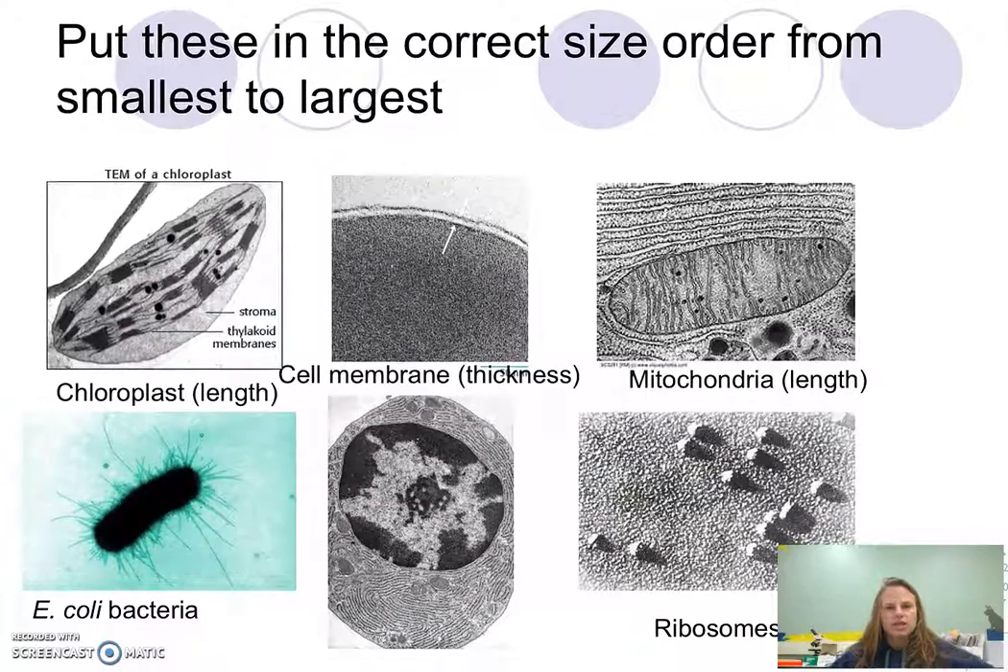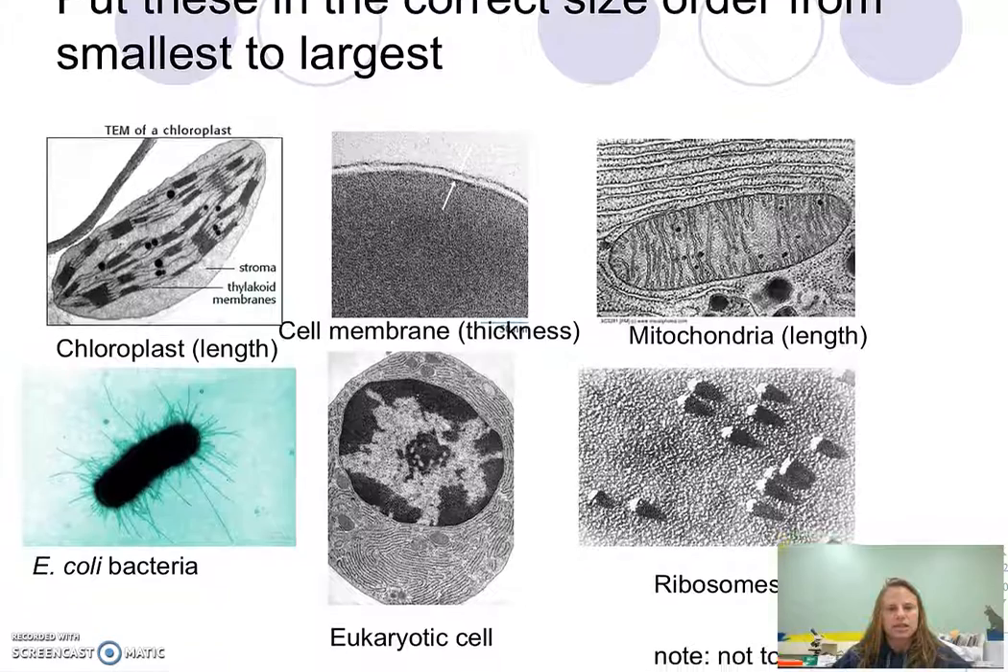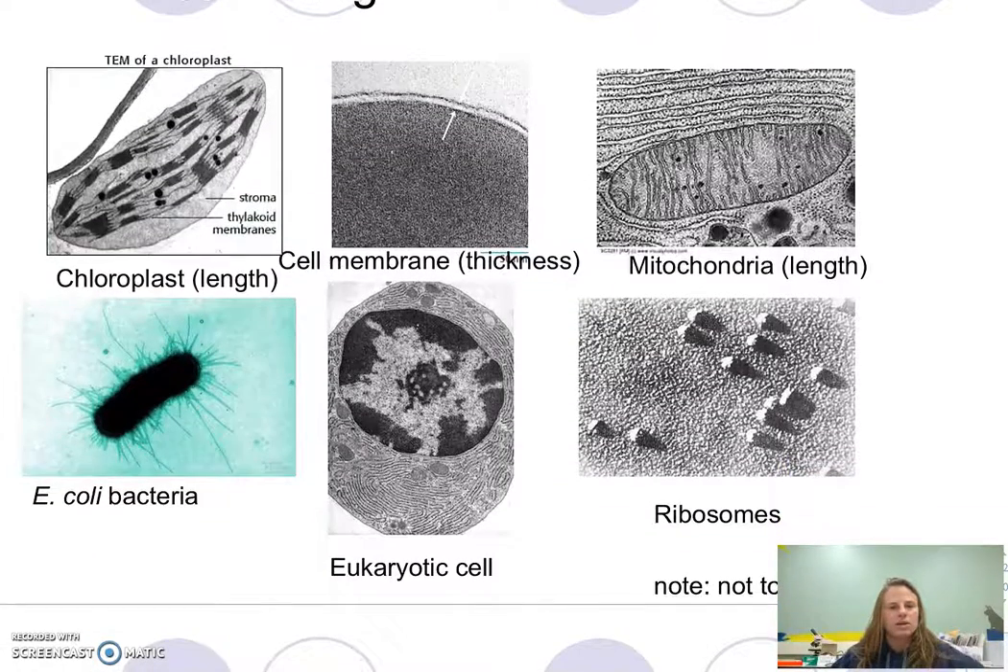The structure of a peroxisome includes just a single membrane. I would like for you guys to try and put these in correct size order. So we've got the length of the chloroplast, the thickness of the cell membrane, the length of the mitochondria, E. coli, a eukaryotic cell, and ribosomes.